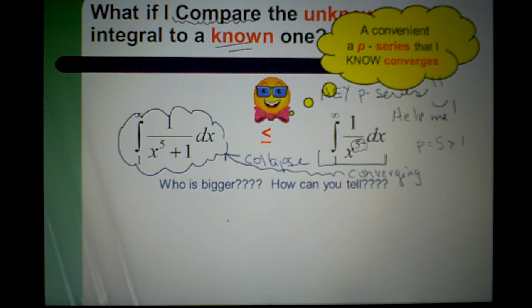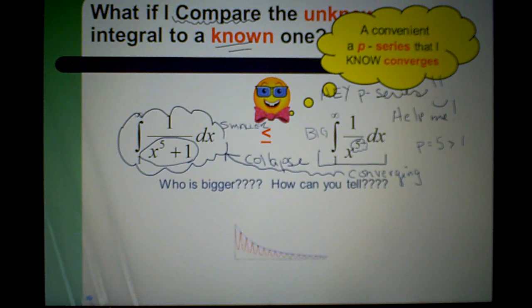If you can reason and say that 1 over x to the 5th, because it has a smaller denominator than x to the 5th plus 1, x to the 5th plus 1 will always be a larger denominator than just x to the 5th. 1 over a smaller denominator compared to 1 over a larger denominator means that this ratio is bigger than this one as you go off to infinity.